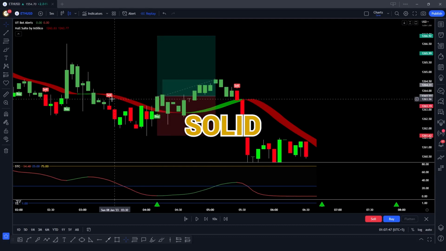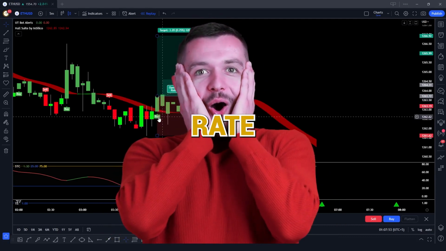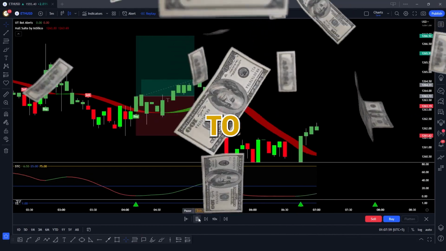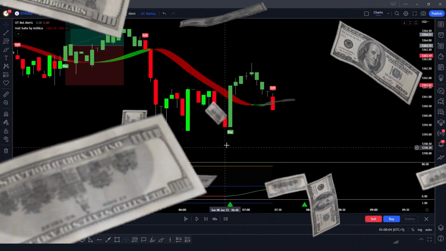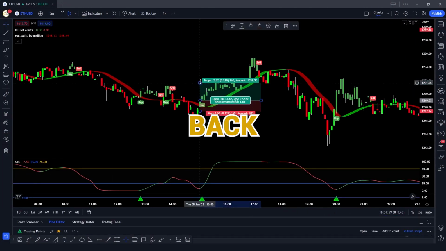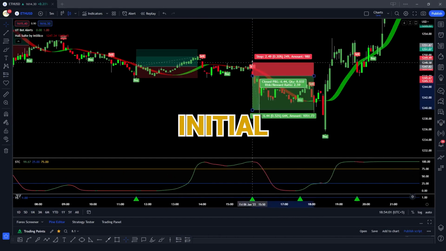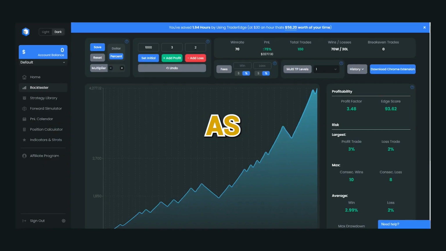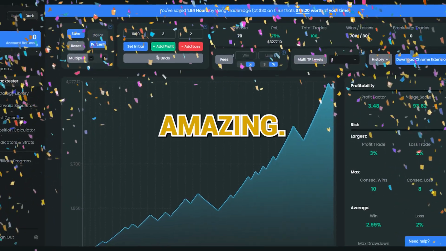Today I'm back with a very solid trading strategy that has an unbelievable win rate of above 90% and has a potential to double your account within a matter of days. And in order to prove my claim, I'm going to backtest this strategy 100 times using an initial account balance of $1,000. And as you can see, the results are absolutely amazing.